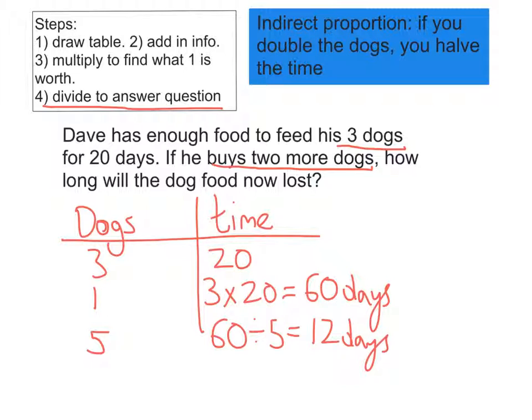Now does that make sense? Well, 3 dogs, it would have lasted for 20 days. Well, he's got more dogs, so it should last for less. So yes, 12 days does make sense.